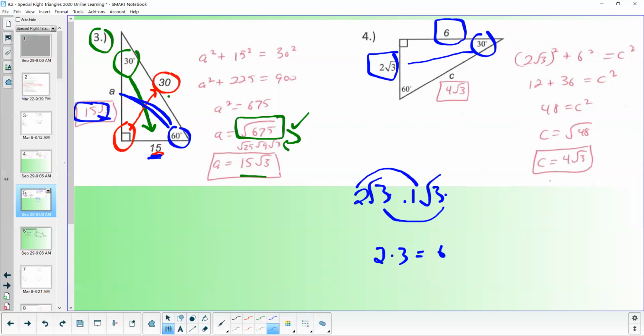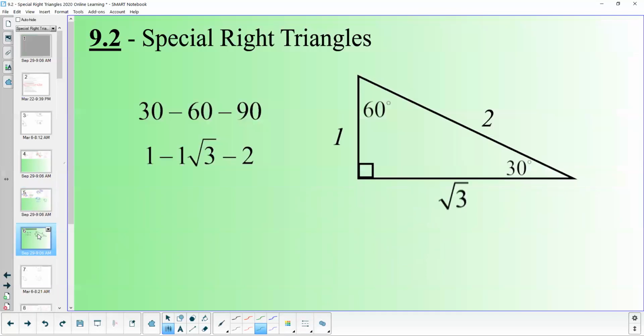And then the side that's across from the 90-degree angle, which is the hypotenuse, is twice as big as the smallest side here, the 2 root 3. So same idea, if you take 2 root 3 times 2, 2 times 2 is 4, the square root of 3 has nothing to multiply with, and so the answer is 4 root 3. And so the pattern we hopefully came up with is the first big one in section 9.2, and these are called 30, 60, 90 triangles.